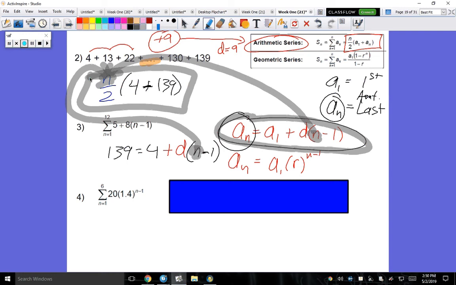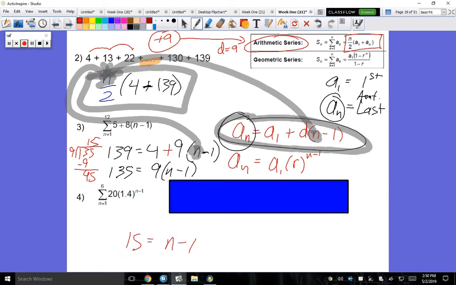Help me out. Let's solve for n. Well, first of all, what should I put for d? 9. Here we go. So I'm going to move the 4 over. You with me? So if I move the 4 over, what's 139 minus 4? 135. What's the next step to solve for n? Divide by 9. So 135 divided by 9, it's going to be 1, there's 9, remainder of 4. So it's 15. And then what am I going to do? Add 1 and I get 16.